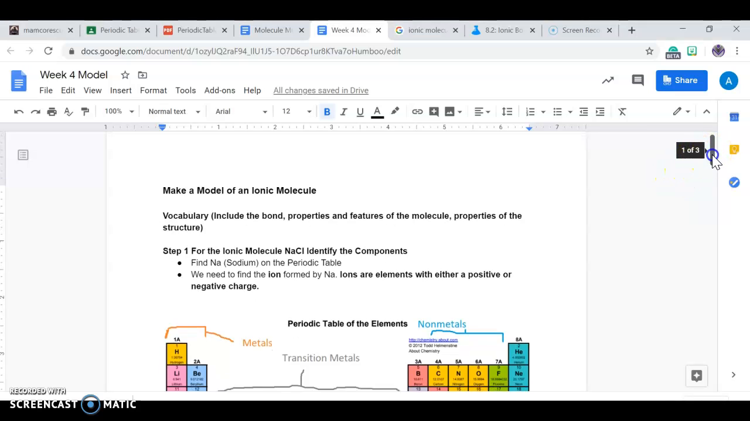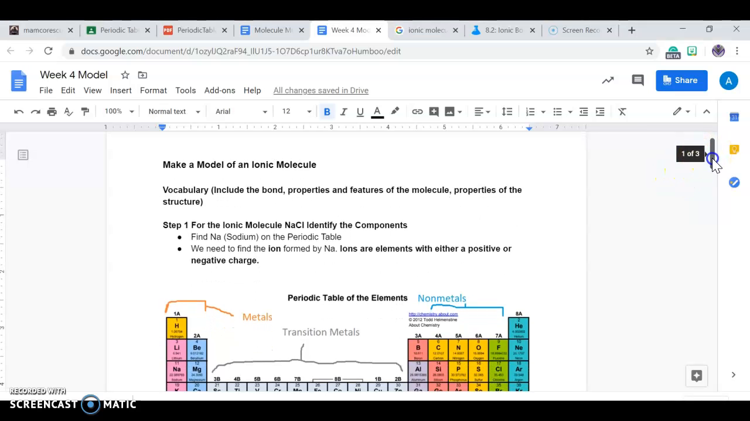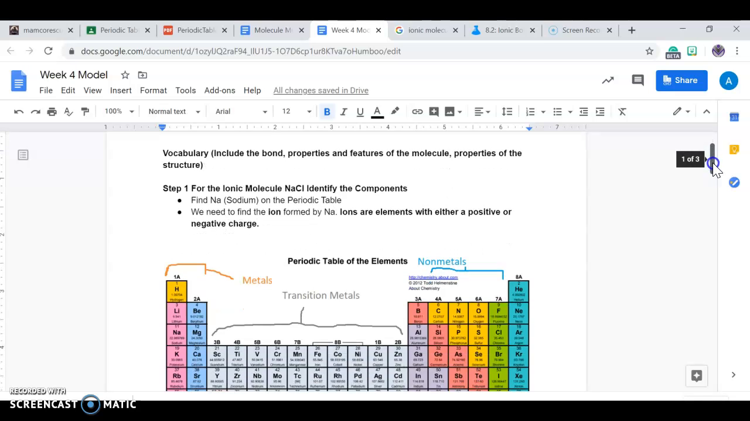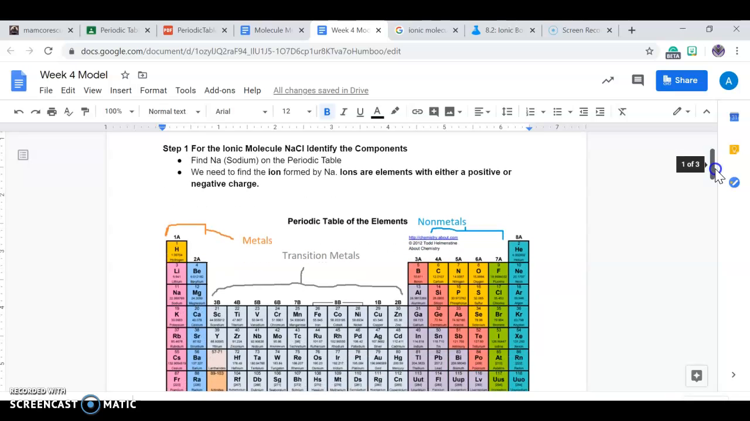Okay, so I've broken this out into steps. You're building an ionic molecule, and I'm doing one video for each step. I put everything into the document, so you shouldn't have to look in multiple places. You do have to watch the videos as you work, okay? So to keep them short, one video for each step.